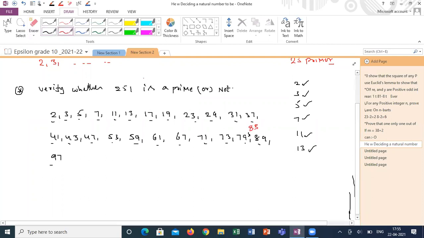So if I'm talking about 251, you have to check whether it can be divisible by any of these primes. Correct? Yes, sir. Now, instead of that, there is a small process we can do. Suppose, for example, I have to decide whether 251 is prime or not.